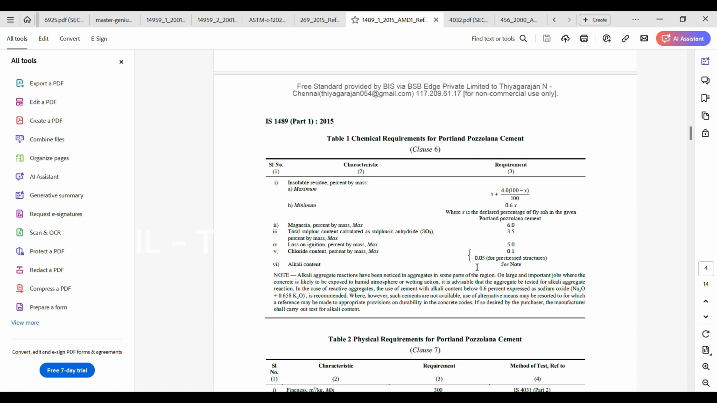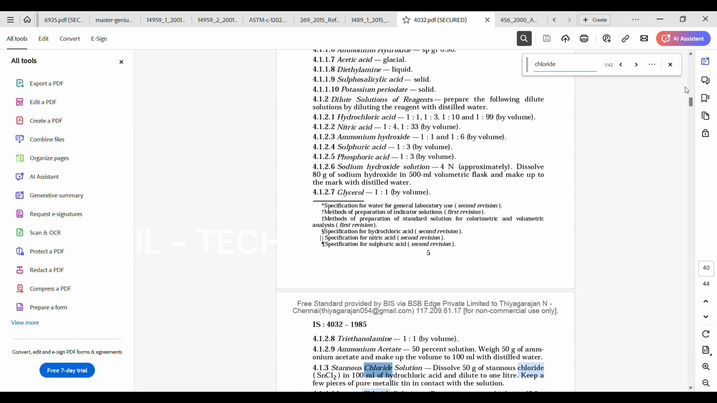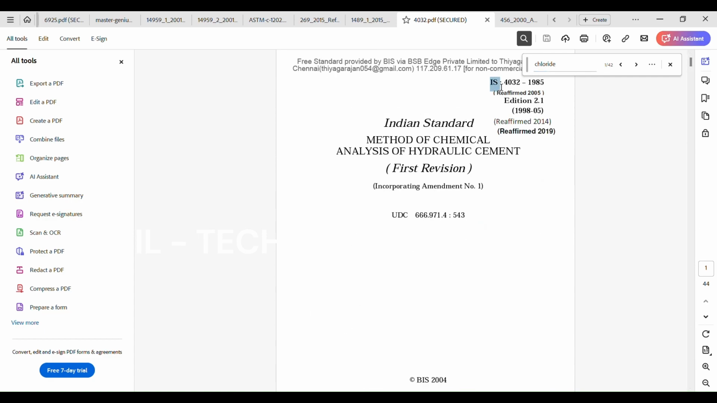We can say that for OPC and PPC, the chloride content is 0.1 percentage for normal concreting and 0.05 percentage for pre-stressed structure concretes. This is the permissible limit of chloride content in cement. So how can we check the chloride content? We can refer to IS 4032 1985, reaffirmed 2019, method of chemical analysis of hydraulic cement. So we can refer to the code book and get the chloride content in cement.